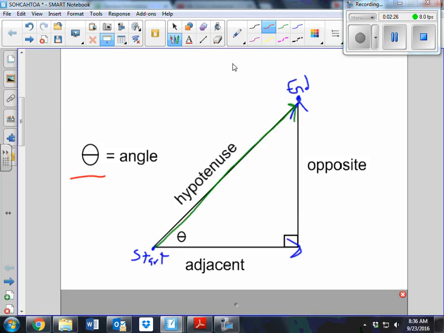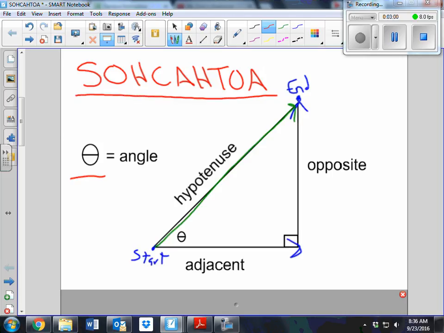For some of you, this will be review. For some, it's new. And we use what's called SOHCAHTOA. There are many acronyms that you can use to remember this.